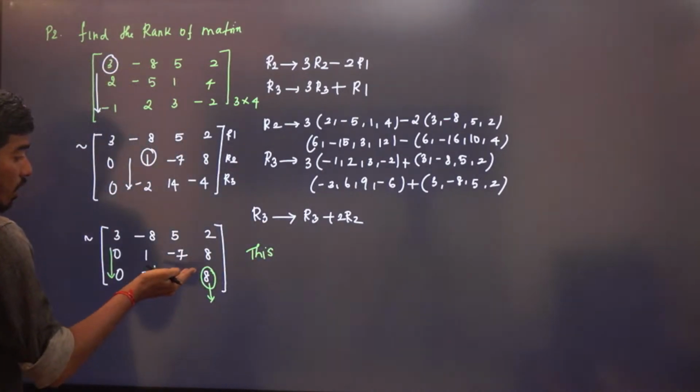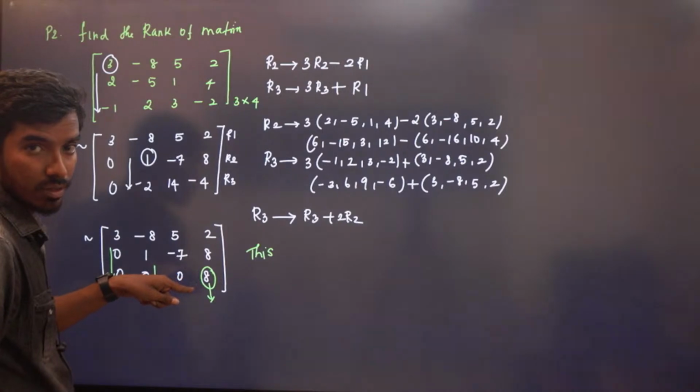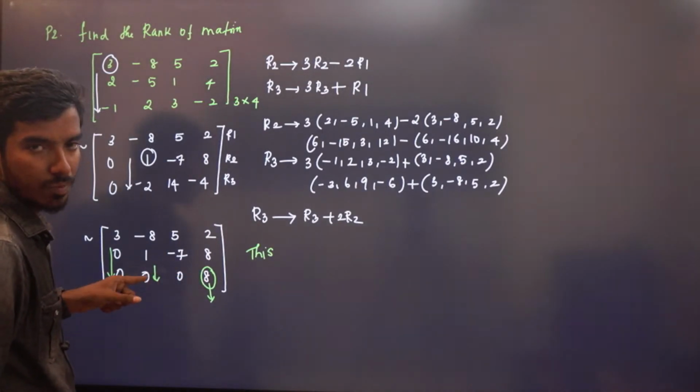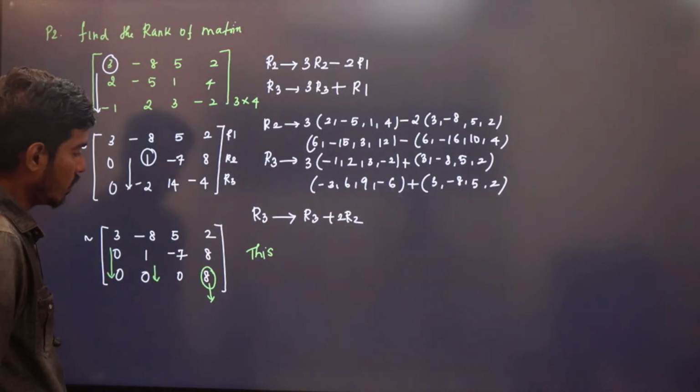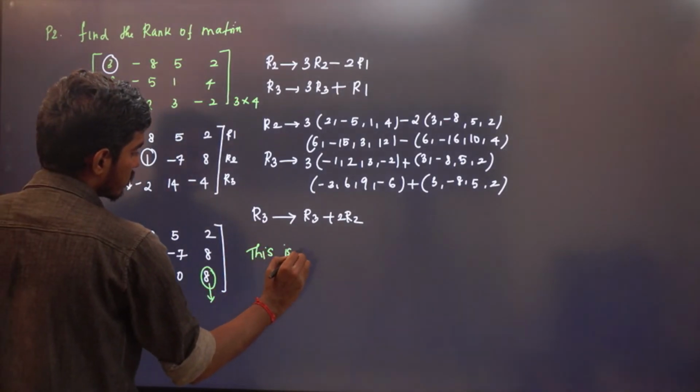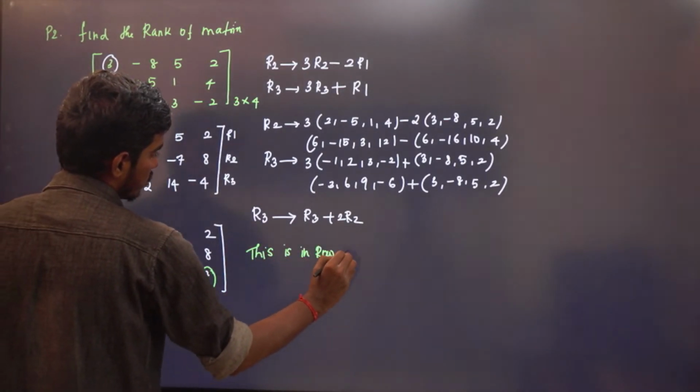See, you should not make R3 minus R2. This will become 0, but this will become non-zero when you do that. So this is in row echelon form.